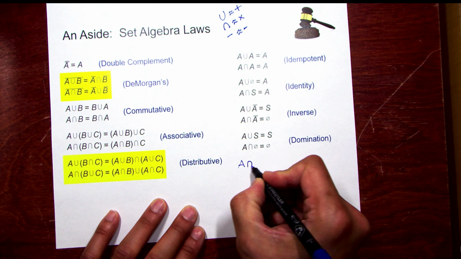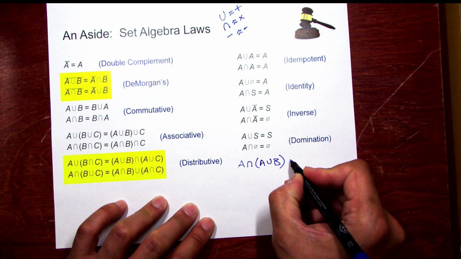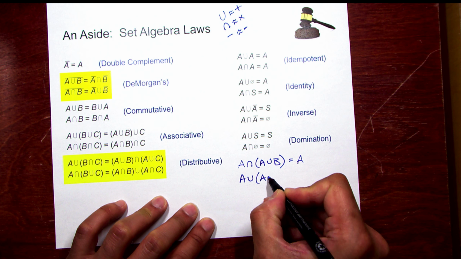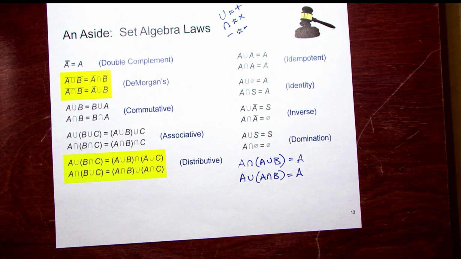It's A intersect A union B. If you have that set up, this is actually equal to A. And similarly, its dual, A union A intersect B, is A. Which is a really juicy law because everything just sort of collapses down into one A. What's the name of this law? Absorption, good job.